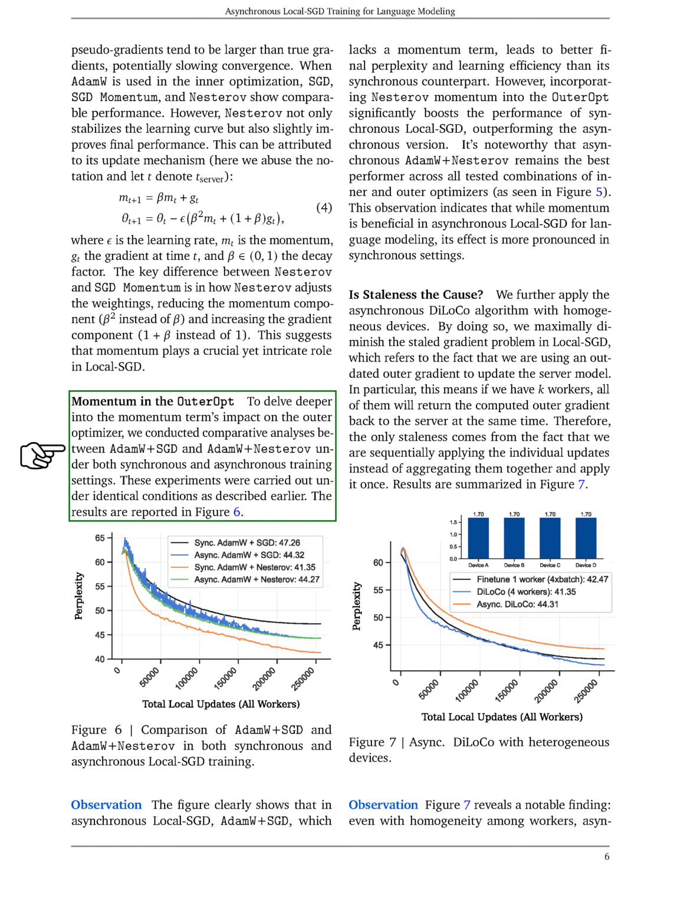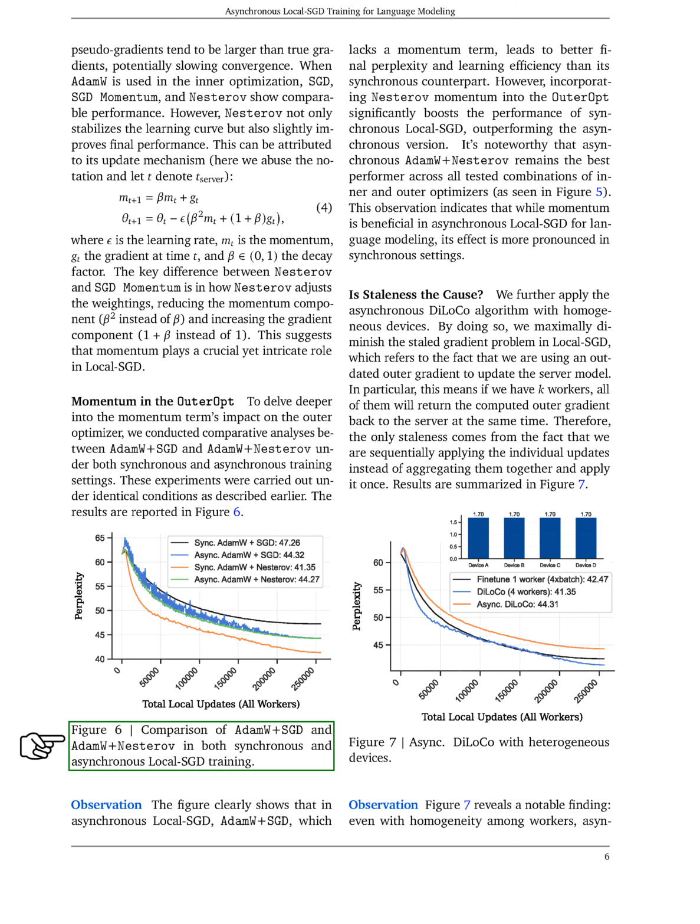To understand the impact of the momentum term on the outer optimizer, we conducted comparative analyses between AdamW plus SGD and AdamW plus Nesterov under both synchronous and asynchronous training settings. The results show that in asynchronous Local-SGD, AdamW plus SGD, which lacks a momentum term, leads to better final perplexity and learning efficiency than its synchronous counterpart. However, incorporating Nesterov momentum into the outer optimizer significantly boosts the performance of synchronous Local-SGD, outperforming the asynchronous version.